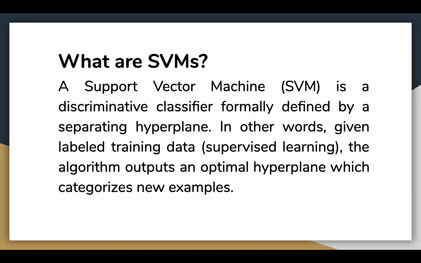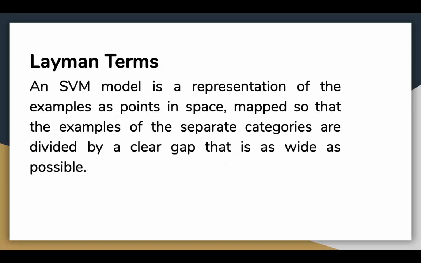So, what are support vector machines? It is a discriminative classifier formally defined by a separating hyperplane. In other words, given labeled training data, the algorithm outputs an optimal hyperplane which categorizes new examples. In simple terms, an SVM model is a representation of the examples as points in space mapped so that the examples of the separate categories are divided by a clear gap that is as wide as possible.